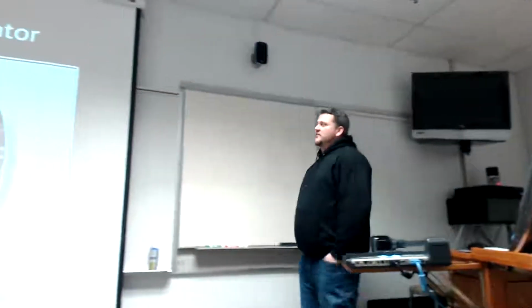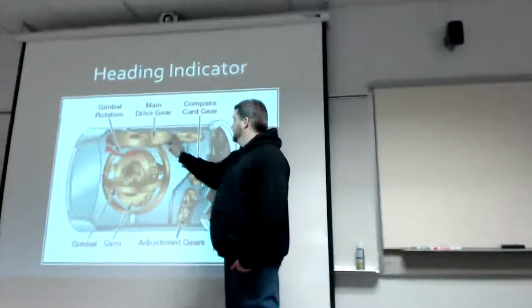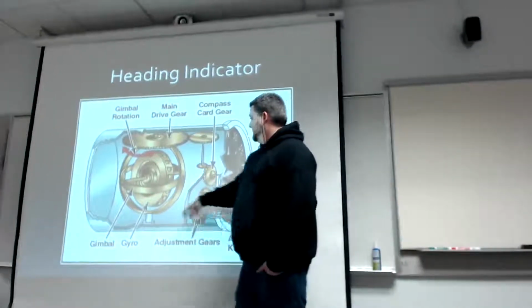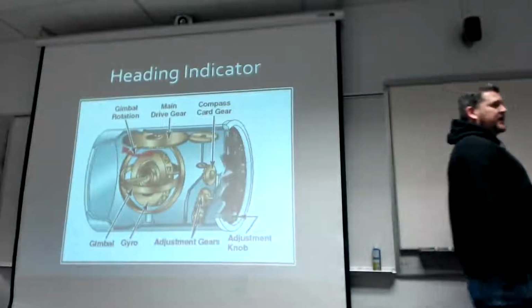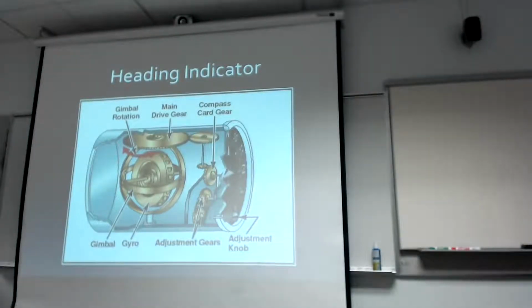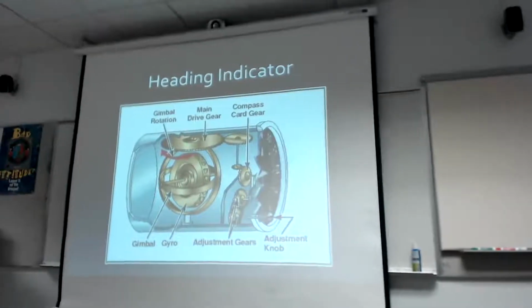And here's your heading indicator. There's a gear drive, and this is where a lot of the friction is going to come into play. And also through there. So there's a lot going on inside the heading indicator. Ultimately, though, you just have to occasionally check it against the magnetic compass. It's really not a big deal.